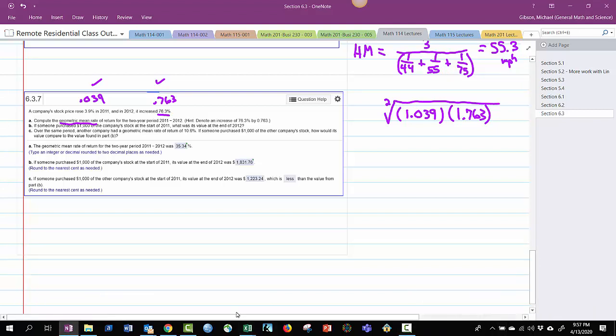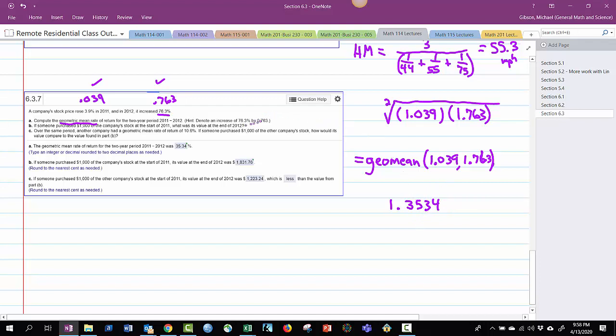So in Excel, the command is GEOMEAN. We would type equals GEOMEAN and open parenthesis, and we're going to have to put in the factors. So you're going to have to put in 1.039, comma, 1.763. And if there were 2 more of them, you just put them in, separate them by commas, close parenthesis. All right. What it gives us back is 1.3534 and some more. In other words, we put in factors, we get back the average factor.